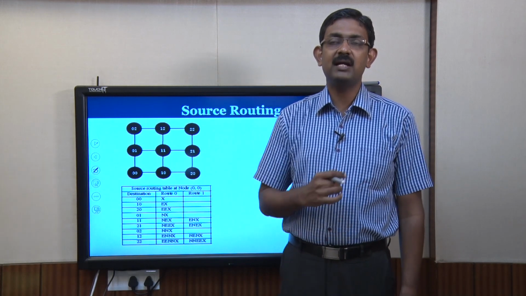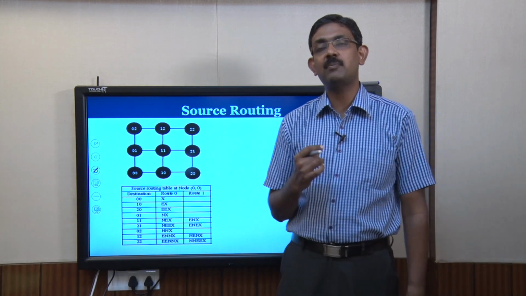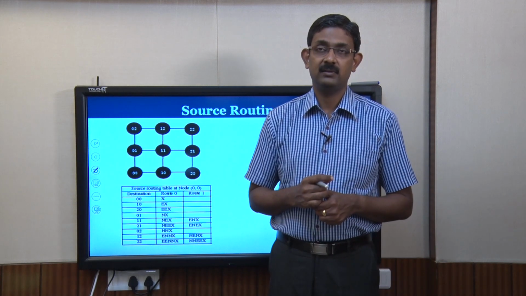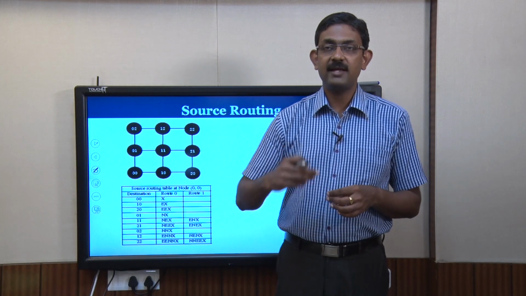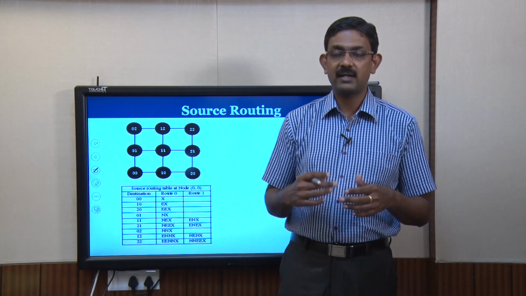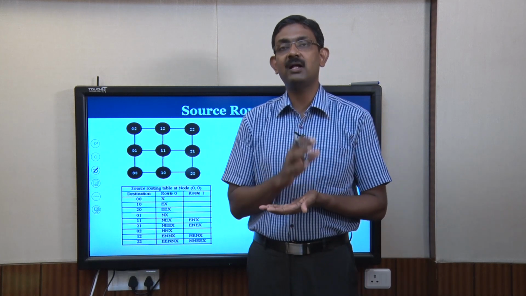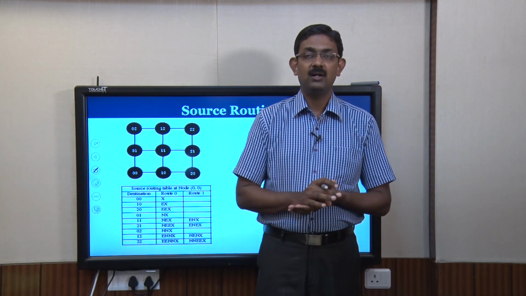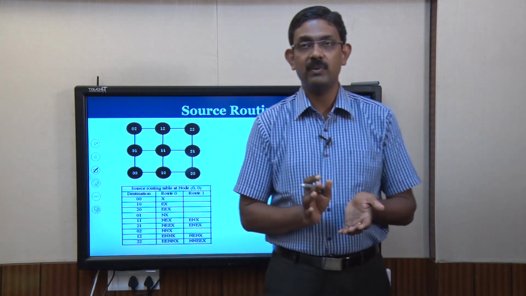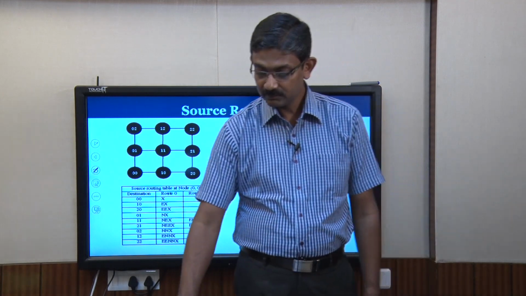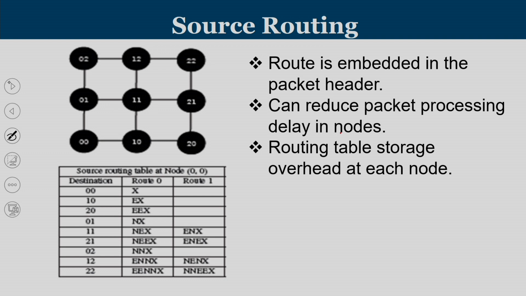If the direction that a packet is supposed to take at every intermediate junction is already embedded in the packet right from the source, then we call it source routing. So, from the source itself, the packet knows what path it is going to take, what deviation it is going to make, and what kind of turns it is going to make at each intermediate junction. In the case of source routing, the route is embedded in the packet header.